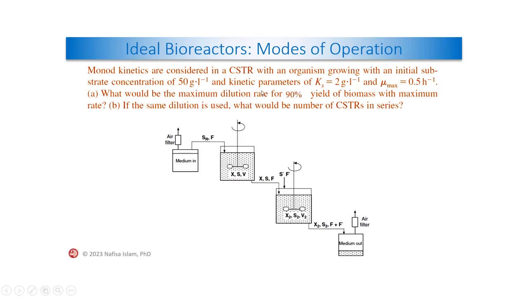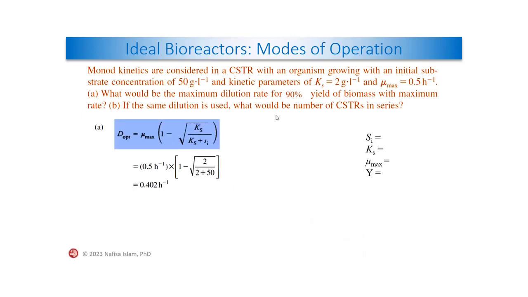That means they are asking for the D for a 90% yield of biomass with the maximum rate. And in the second part, we have if the same dilution is used, what would be the number of CSTR in series? So let's do it part by part. Let's do part A first. So in part A, what are they asking? They're asking for what would be the maximum dilution rate, meaning the optimum dilution rate.